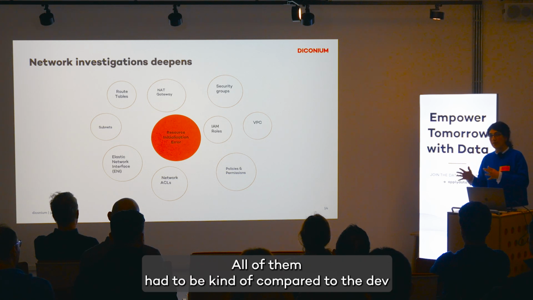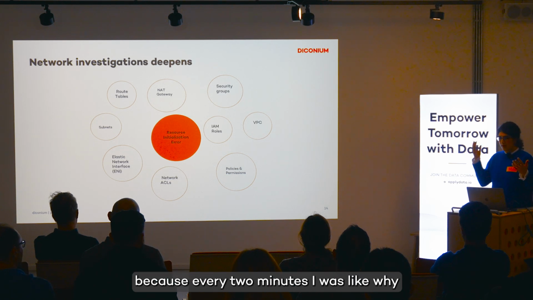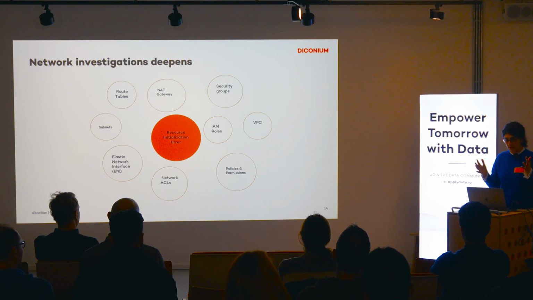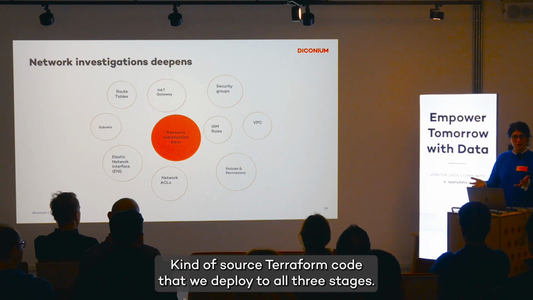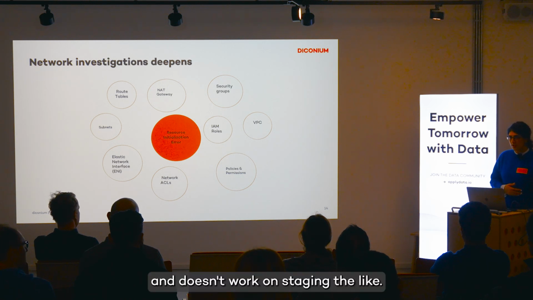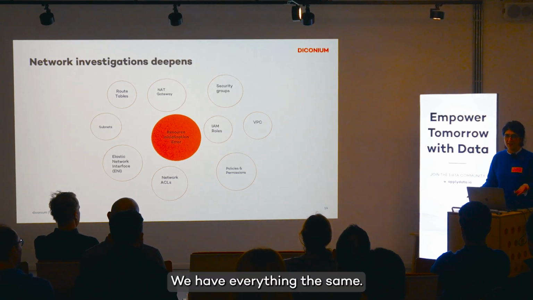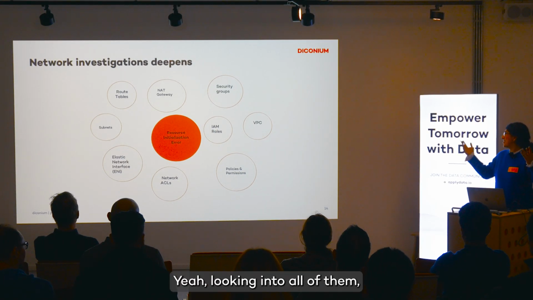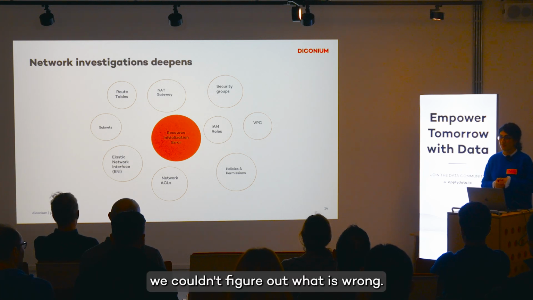And all of them had to be compared to the dev, because every 2 minutes I was like, why then does everything work on dev? Because we have one source Terraform code that we deploy to all 3 stages. So why are things working on dev and don't work on staging and live? We have everything the same. Nobody has changed anything. And then, yeah, looking into all of them, we couldn't figure out what is wrong.